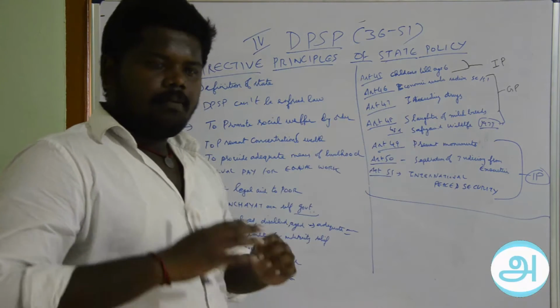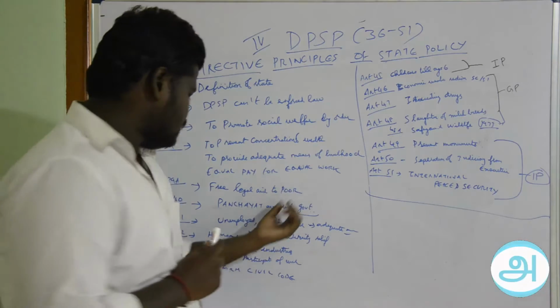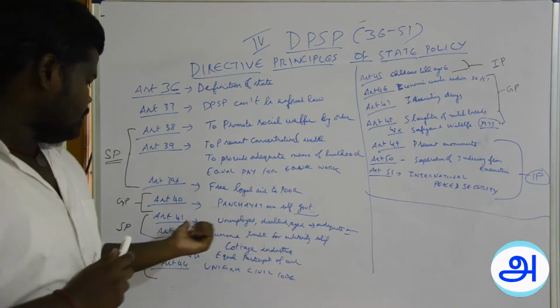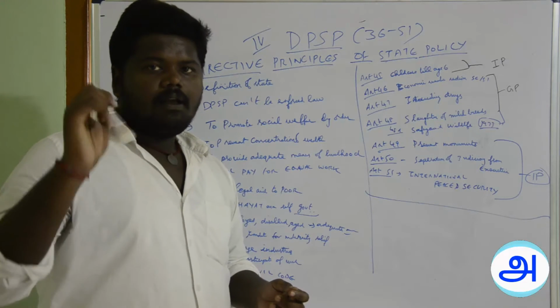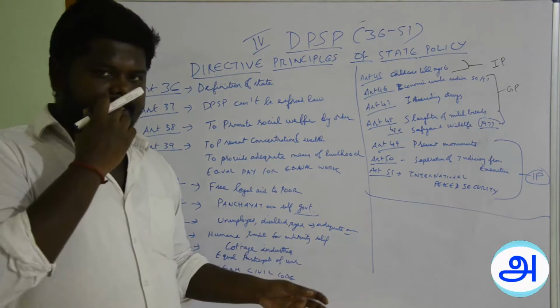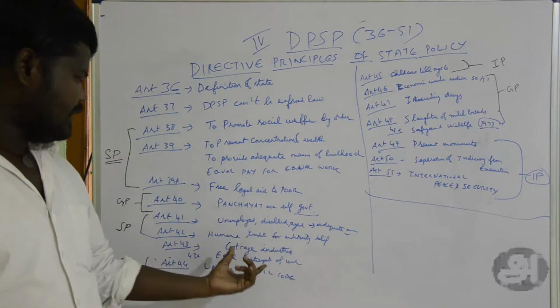Panchayat is a unit of self-government, right? Then the unemployed and disabled child should be helped, that will be Article 41. And Article 42, humane conditions for maternity leave. So for maternity leave, they are doing that. Then Article 43, cottage industries.